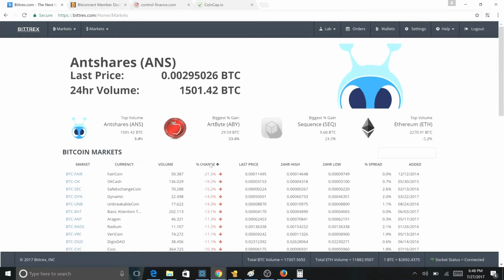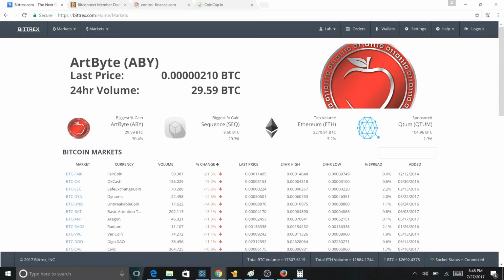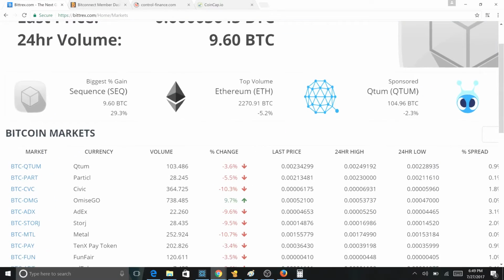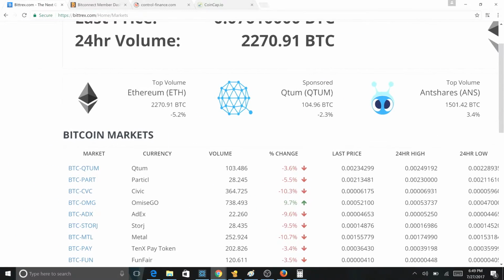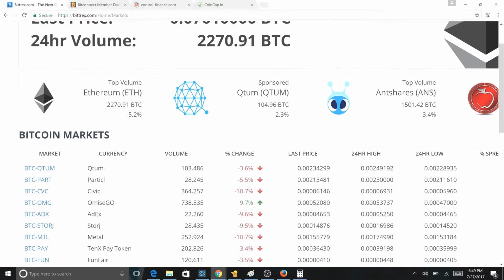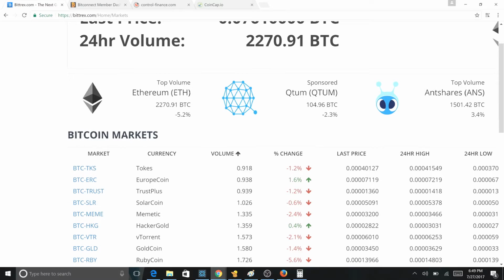If I click it once, it's going to tell me the coins that have lost the most value over the last 24 hours. If I click it again, it will show me what coins have gained the most over the last 24 hours. I can also go into the added section, click on that, and see which coins have been added to the exchange the newest. So it looks like Quantum and Particle are two of the newest coins on Bittrex. You can also do the same thing with volume.